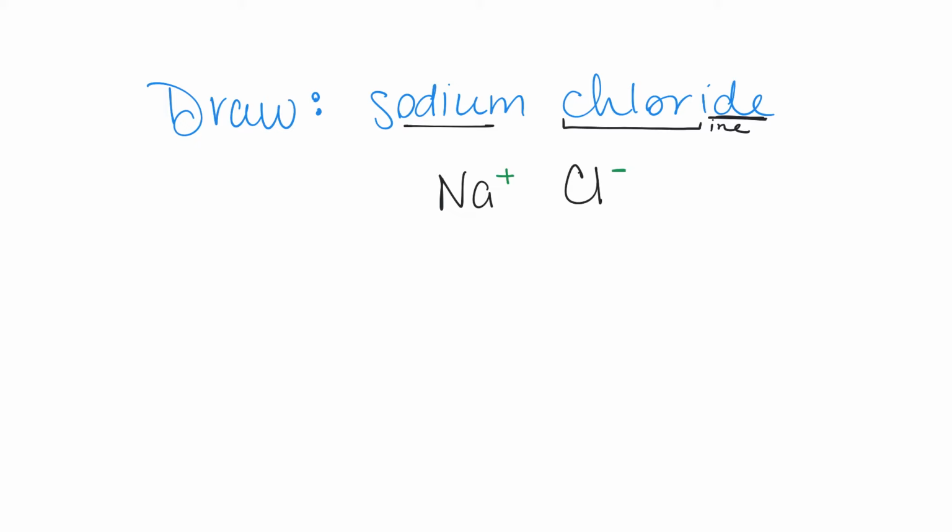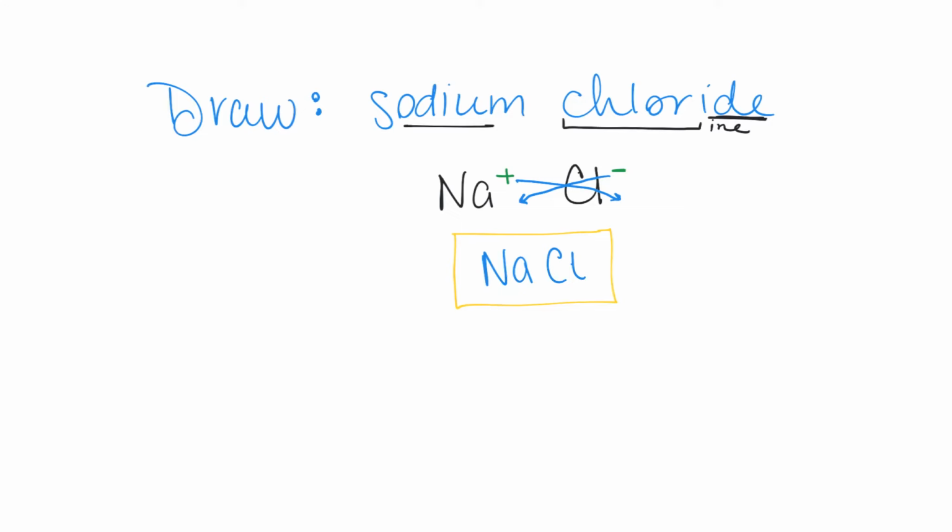We want our charges to balance and we use the crisscross method. So 1, 1. That means to balance them, I need one sodium atom and one chlorine. And I'm not going to write in the 1 as a subscript, like one of each, because I kind of assume they are there. So the answer to this would be sodium chloride, NaCl. Real important you get the lowercase letters in the right spot.